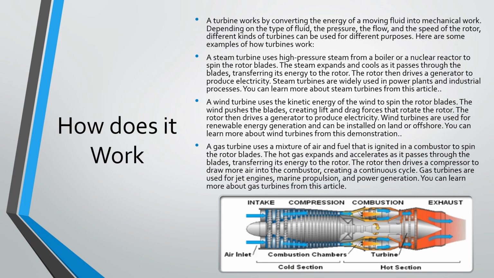A gas turbine uses a mixture of air and fuel that is ignited in a combustor to spin the rotor blades. The hot gas expands and accelerates as it passes through the blades, transferring its energy to the rotor. The rotor then drives a compressor to draw more air into the combustor, creating a continuous cycle. Gas turbines are used for jet engines, marine propulsion, and power generation.